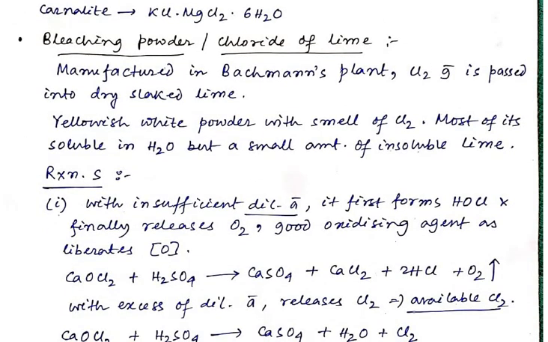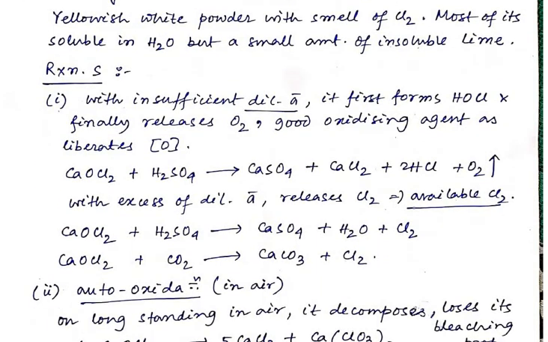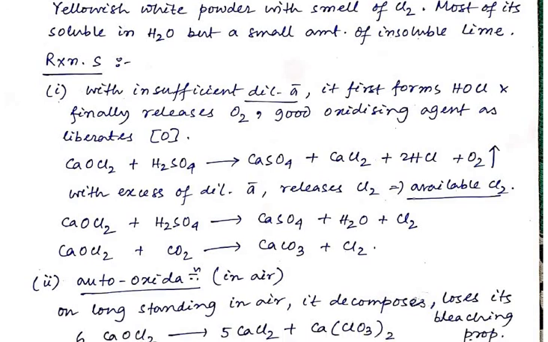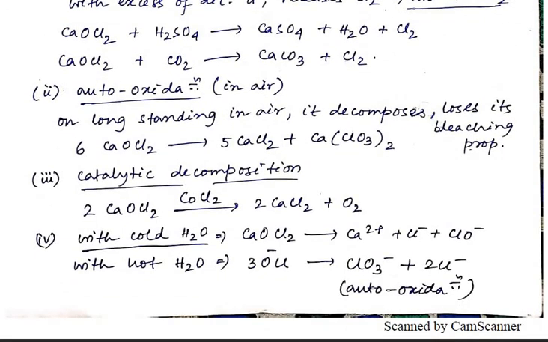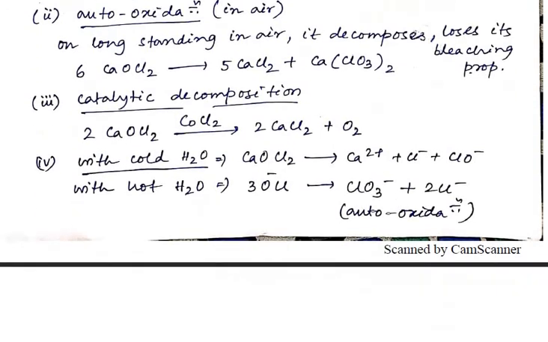And then finally the bleaching powder, the synthesis of the bleaching powder, and then the reactions of the bleaching powder, what is the available chlorine and how bleaching powder reacts with a minimum amount of dilute acid and a maximum amount of dilute acid, and how the bleaching powder reacts with cold water, how it reacts with hot water, how it can be decomposed in the presence of CoCl2, and how it can be oxidized, means how the auto-oxidation actually takes place in the case of the bleaching powder. These things I had discussed.